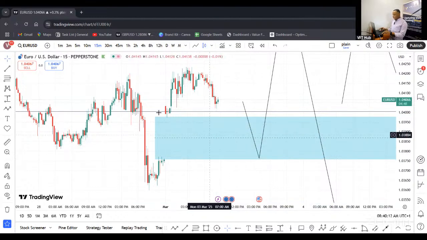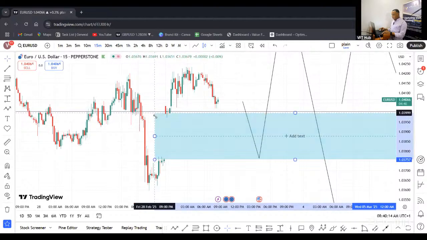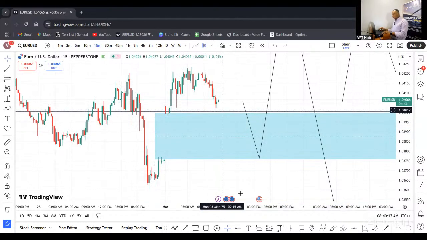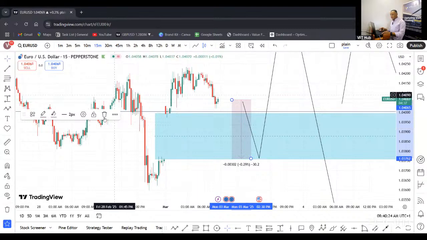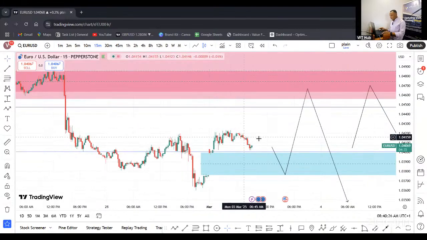So I'm waiting to see what is going to happen. If I start seeing entry signatures for Euro USD to the downside, I'm going to take that sell, because look at how many pips we're going to cover. Not so much, but about 30 pips. So that's a good scalp if Euro USD plays it out that way.